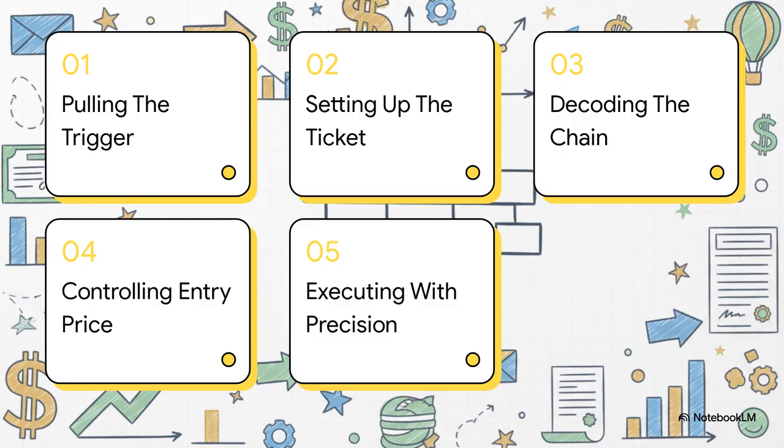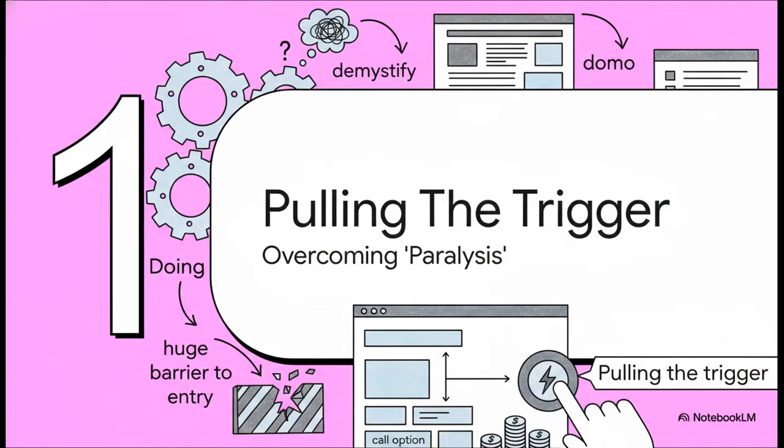Exactly right. And to make it super clear, we've broken this whole thing down into 5 simple steps. First, we're going to talk about just pulling the trigger. Then we'll get into setting up the ticket itself. After that, we'll decode that option chain. Then, the really important part, controlling your entry price. And finally, executing the whole thing with precision. Okay, let's dive right in.